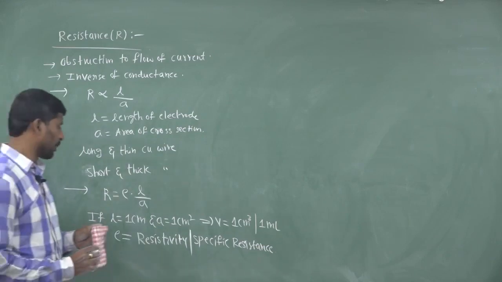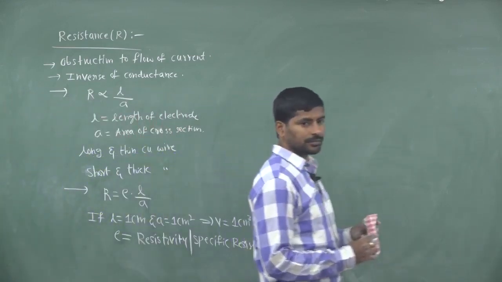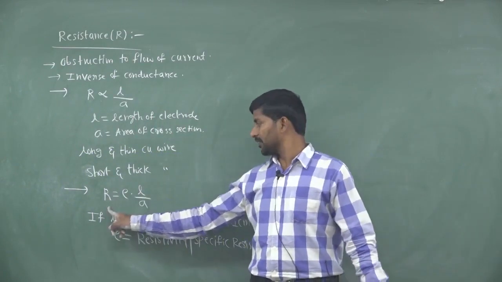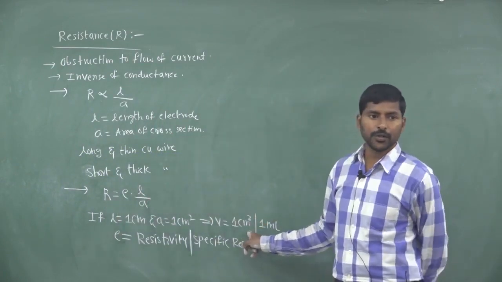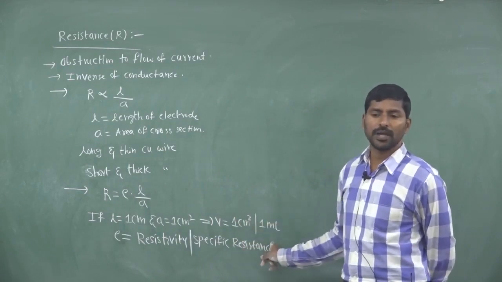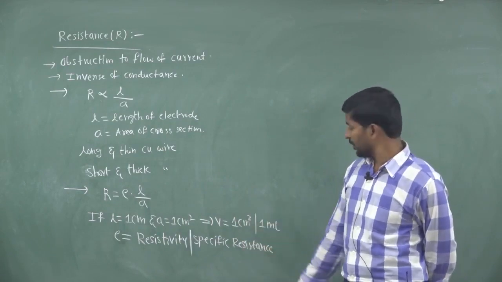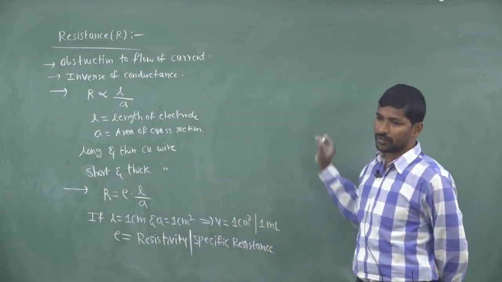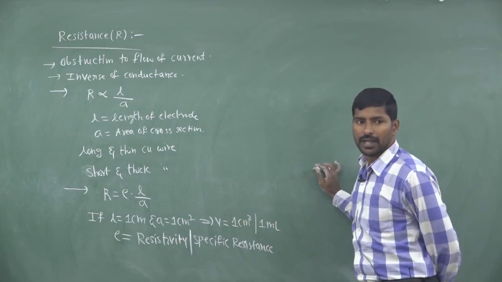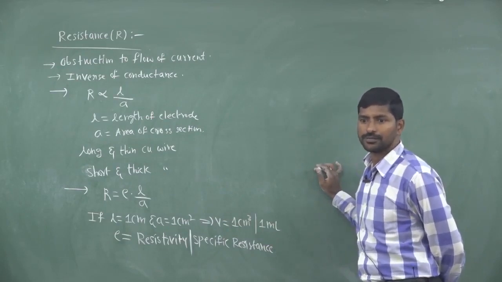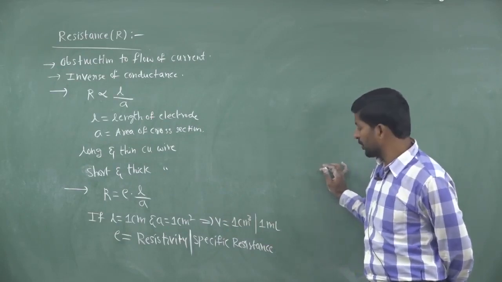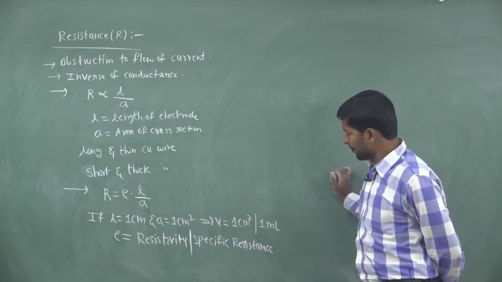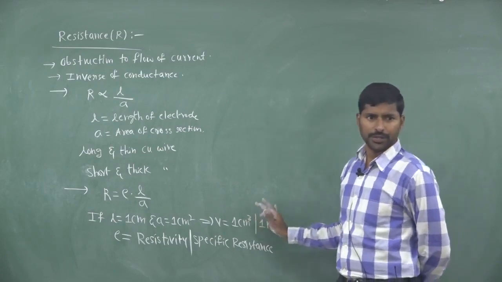How can you define rho? It is the resistance shown by 1 centimeter cube electronic conductor or 1 ml electrolyte solution, right? That is under CGS units only.